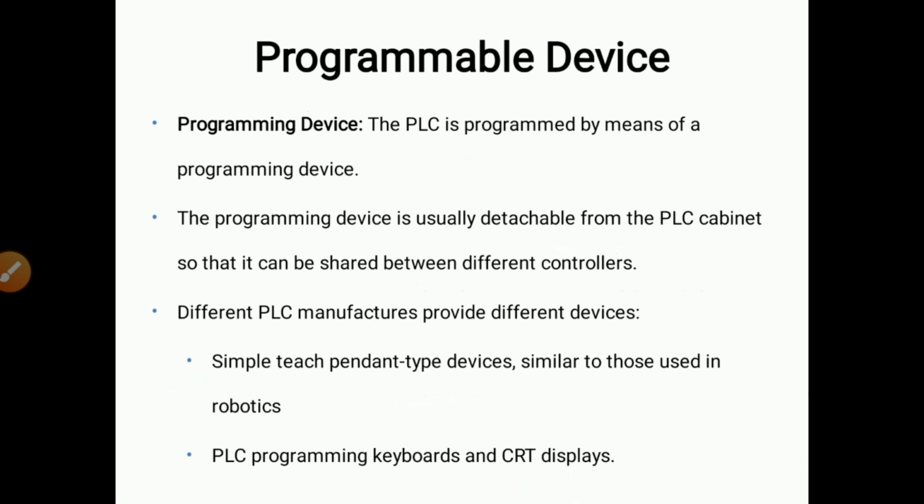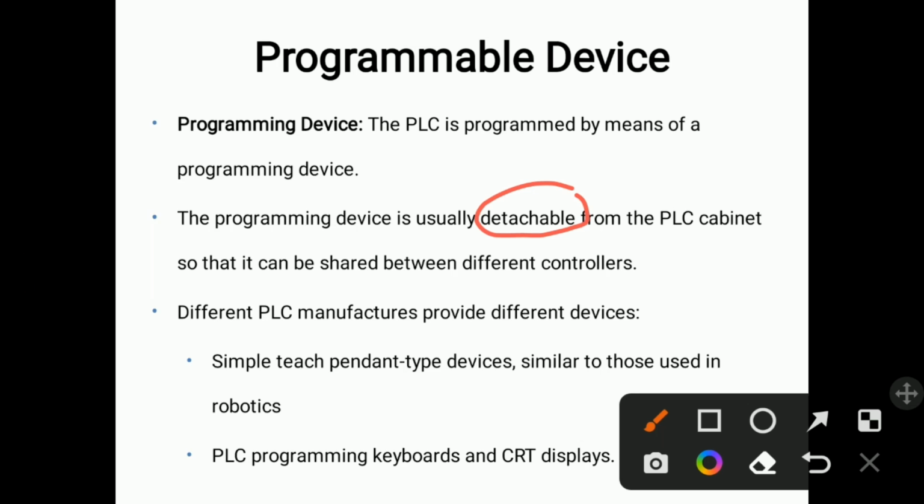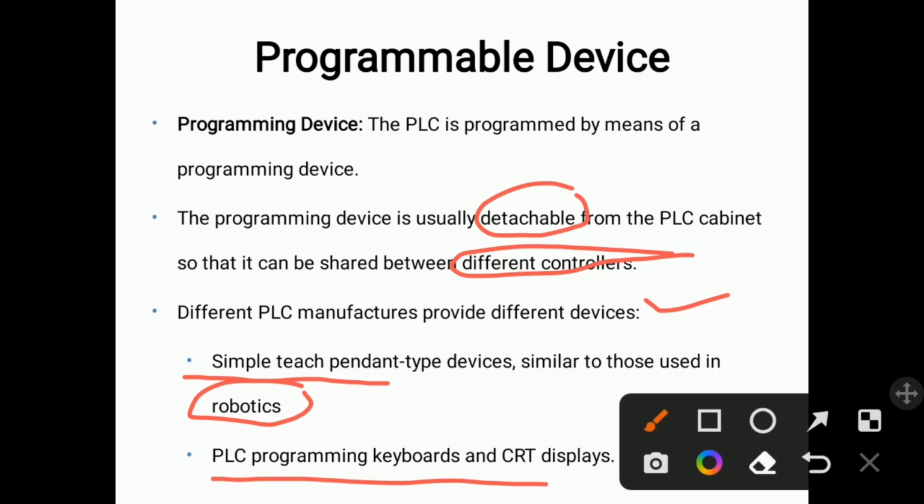Programming device. The PLC is programmed by means of a programming device. We need one programming device for PLC programming. The PLC programming device may be detachable from the PLC cabinet so that it can be shared between different controllers. Different PLC manufacturers provide different devices. There are two types of devices available. One is a simple teach pendant, which is usually used in robotics. Or you can use PLC programming keyboards and CRT displays. So both methods are available for the programming device.